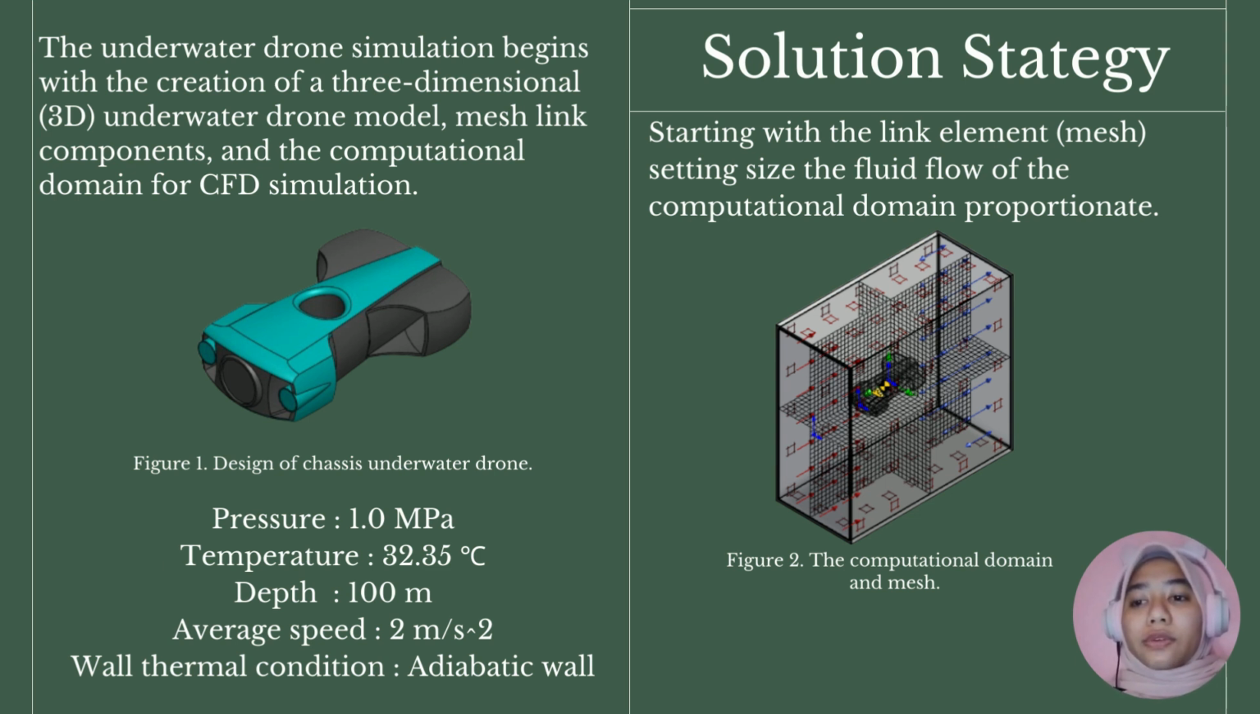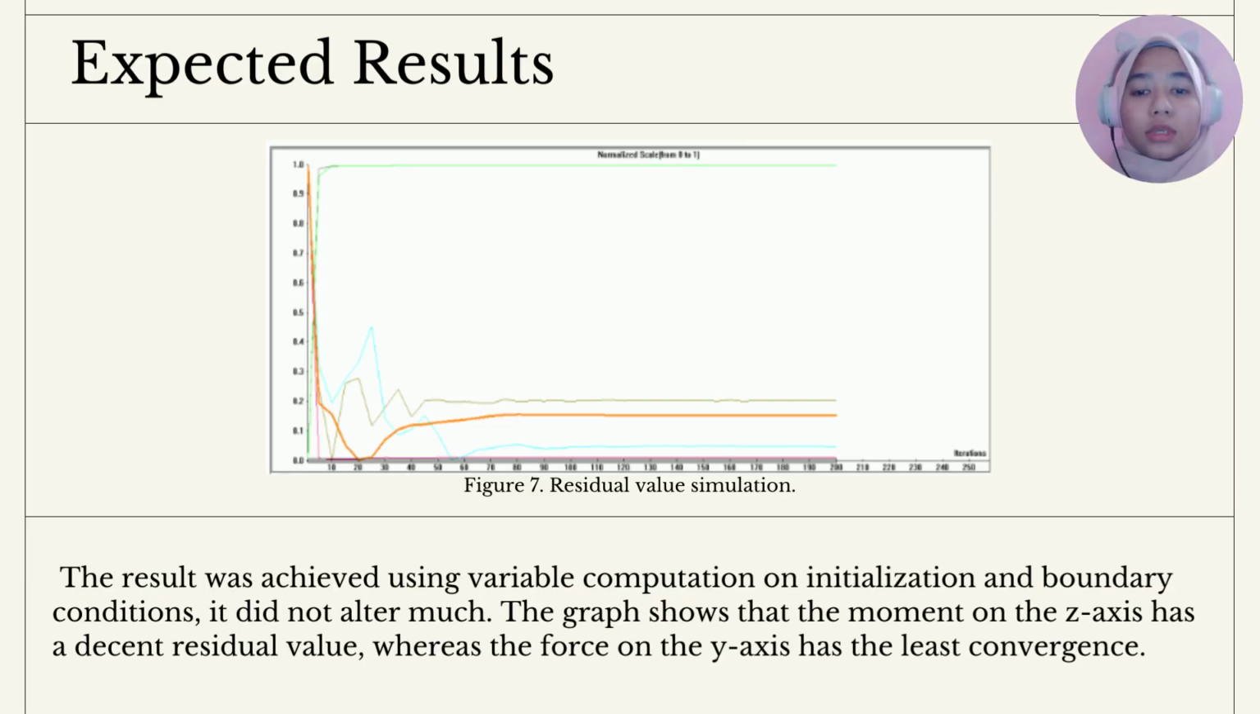Next is starting with the link element, which must be set inside the fluid flow of the computational domain, proportionate to the computational field of the chassis of the underwater drone. Figure 2 demonstrates how the underwater drone motion was controlled by illustrating the slope of the underwater drone motion. Next is expected result.